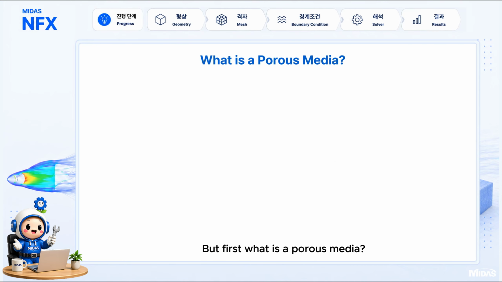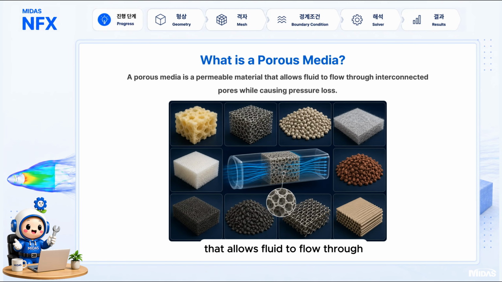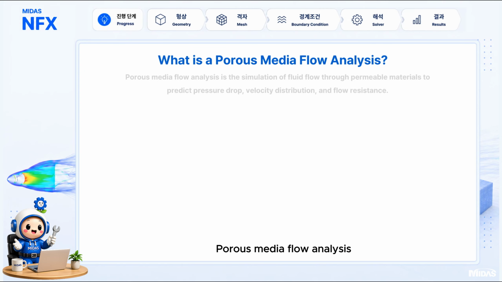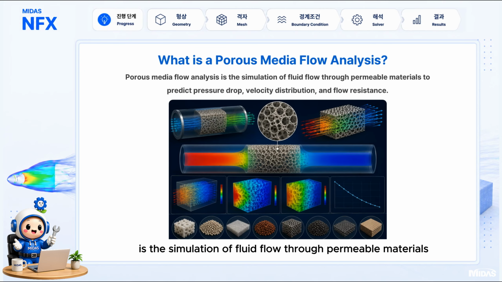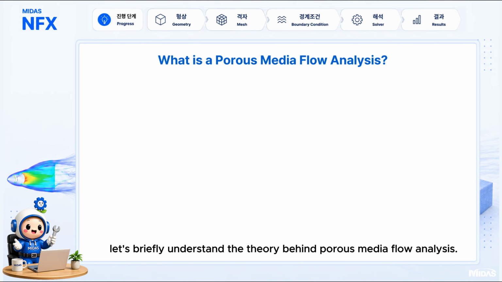But first, what is a porous media? A porous media is a permeable material that allows fluid to flow through interconnected pores while creating pressure loss. Then, what is porous media flow analysis? Porous media flow analysis is the simulation of fluid flow through permeable materials to predict pressure drop, velocity distribution, and flow resistance. Before we begin the practice example, let's briefly understand the theory behind porous media flow analysis.